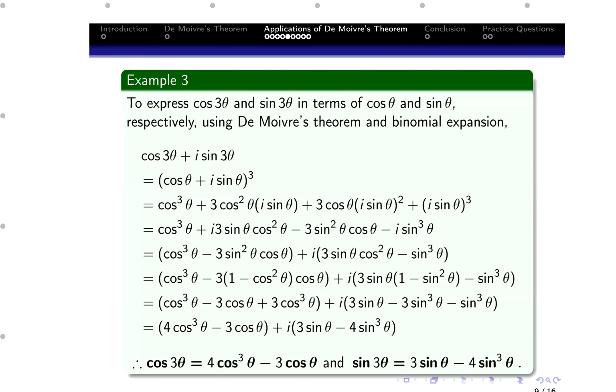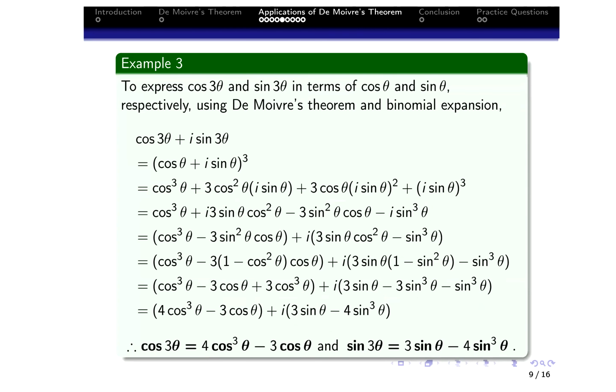So we want to express cos 3θ and sin 3θ in terms of cos θ and sin θ, respectively. That means cos 3θ is expressed totally in terms of cos θ, and sin 3θ in terms of sin θ alone, using De Moivre's theorem and binomial expansion. That's what we want to do. So, we already know that (cos θ + i sin θ) raised to power 3 is the same thing as cos 3θ + i sin 3θ.